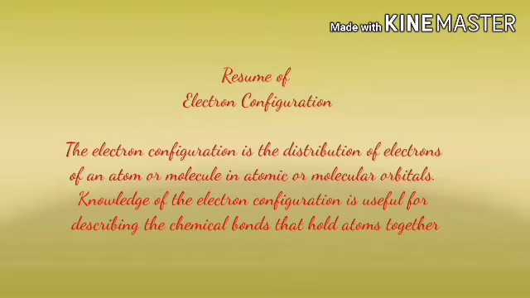Electronic configuration describes each electron as moving independently in an orbital in an average field created by all other orbitals. Mathematically, configurations are described by Slater determinants or configuration state functions. Knowledge of the electron configuration of different atoms is useful in understanding the structure of the periodic table of elements. This is also useful for describing the chemical bonds that hold atoms together.